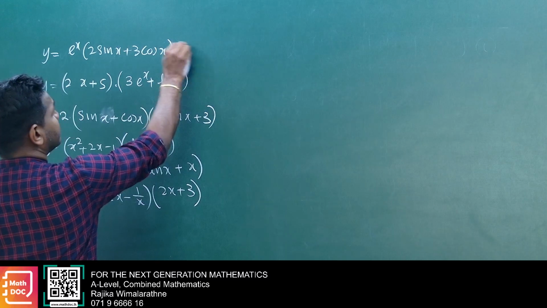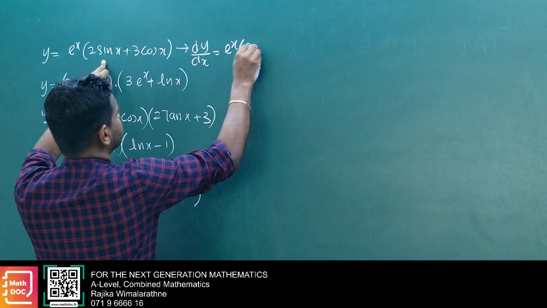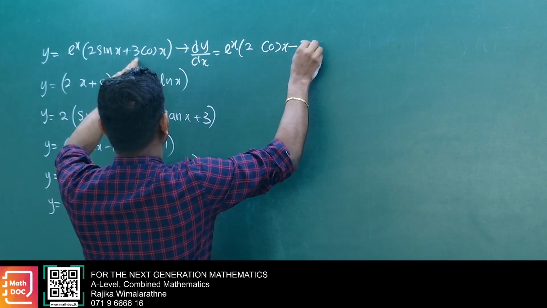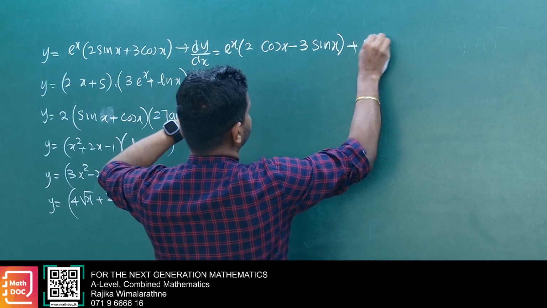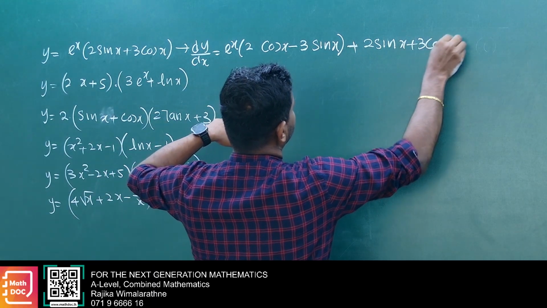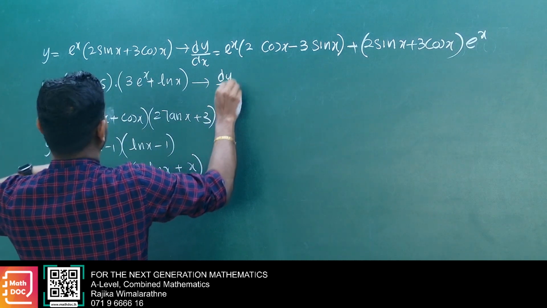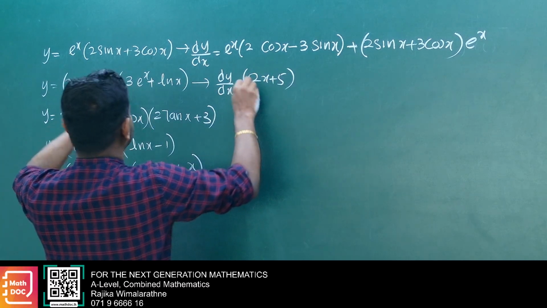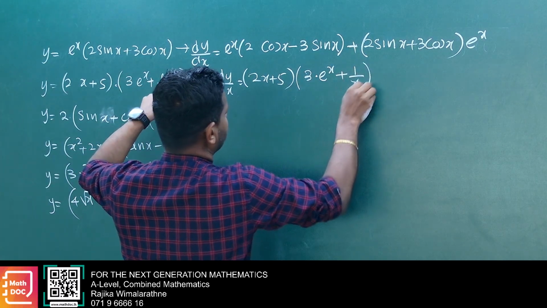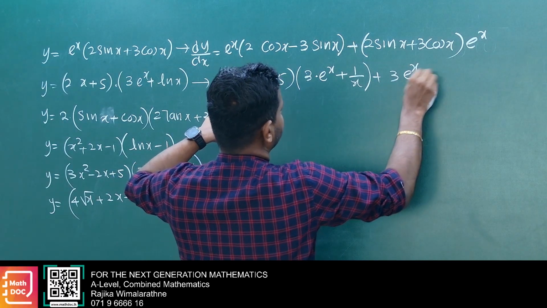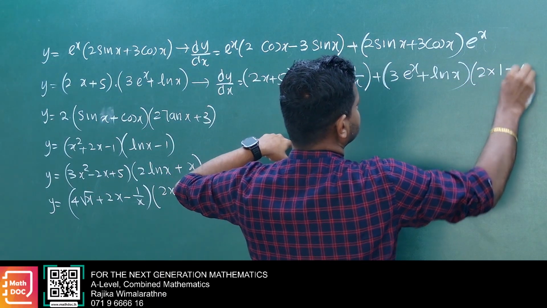Okay. Then dy by dx: e to the x times the derivative of 2 sin x plus 3 cos x, that is 2 cos minus 3 sin, plus (2 sin x plus 3 cos x) times the derivative of e to the x, e to the x. Next, (2x plus 5) times the derivative of e to the x plus ln x, e to the x plus 1 over x, plus (e to the power x plus ln x) times the derivative of 2x plus 5, 2 times 1 plus 0.